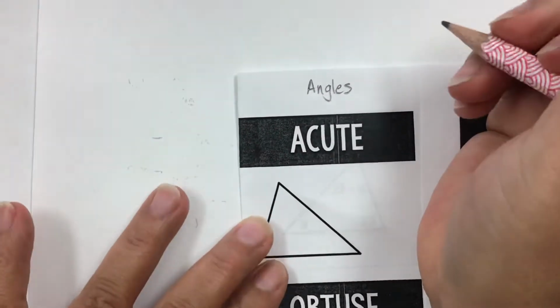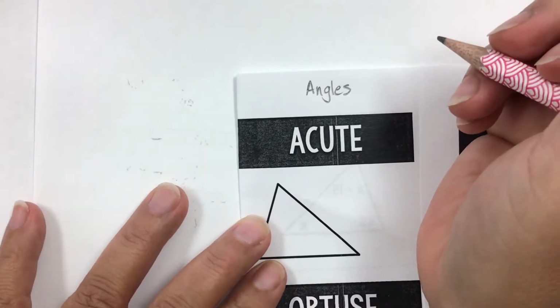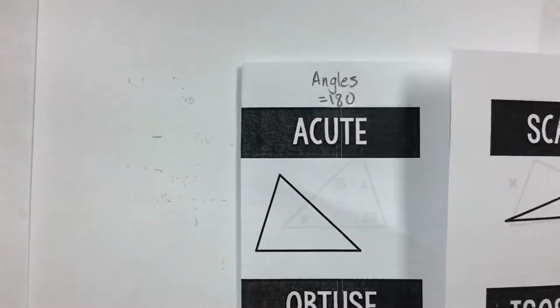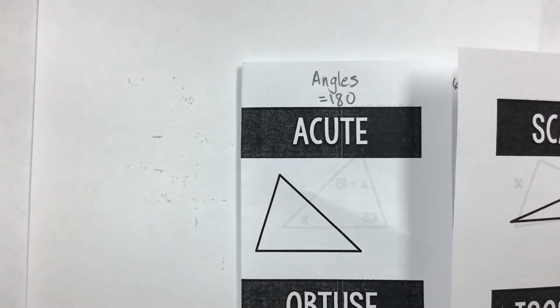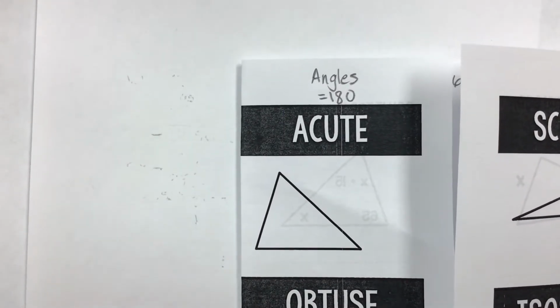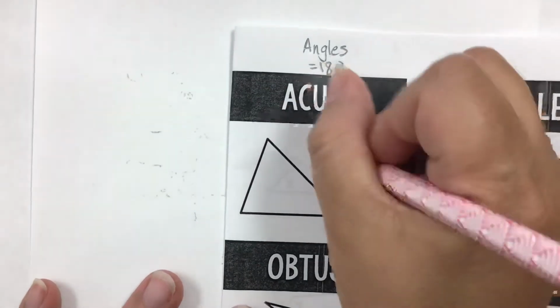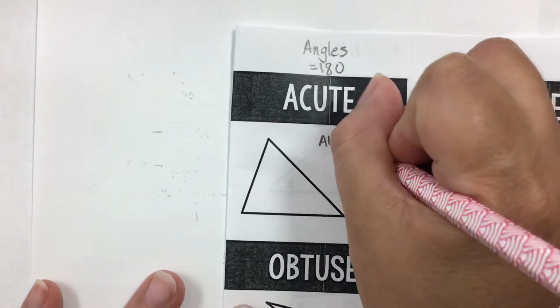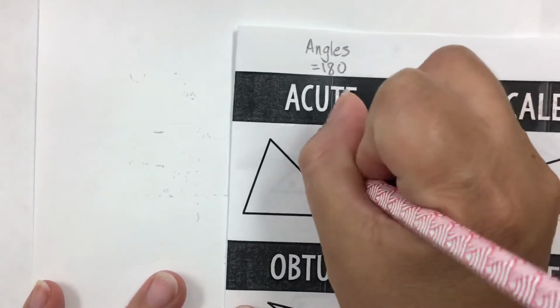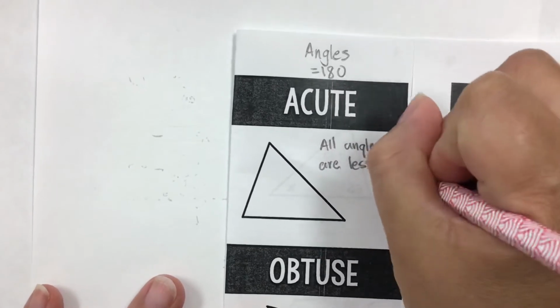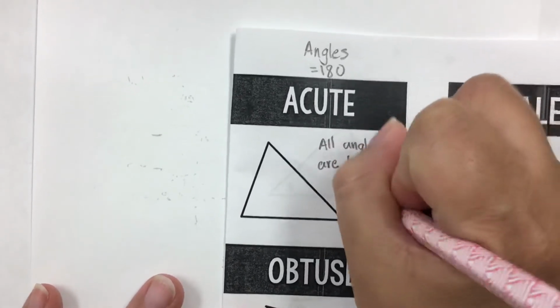What I want you to know is that when you add all the angles together, they're always going to equal 180. So when you add all the angles of a triangle, they're going to equal 180. Acute, to remind you, is when all angles are less than 90 degrees.